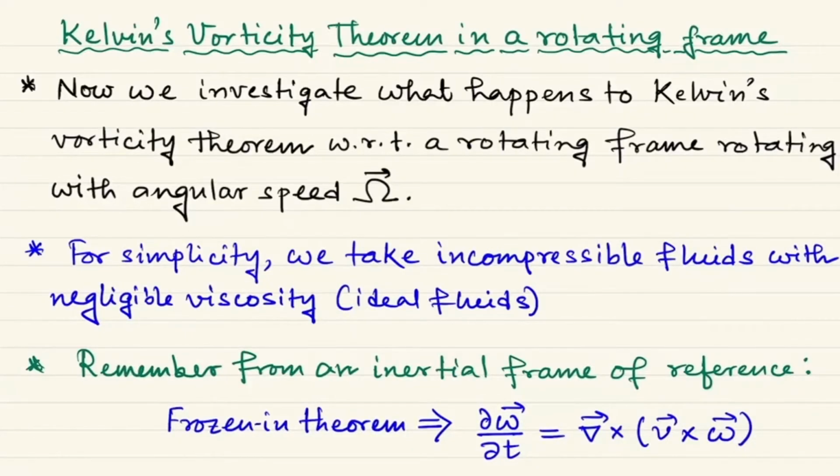Of course, here we will investigate systematically what will be the generalization of Kelvin's vorticity theorem in a rotating frame. So we investigate whether Kelvin's vorticity theorem or the frozen-in theorem remains the same, or has a different form if we sit on a rotating frame which rotates with an angular speed omega. At this instant, I am not saying anything on the constancy of omega. Omega can be anything.